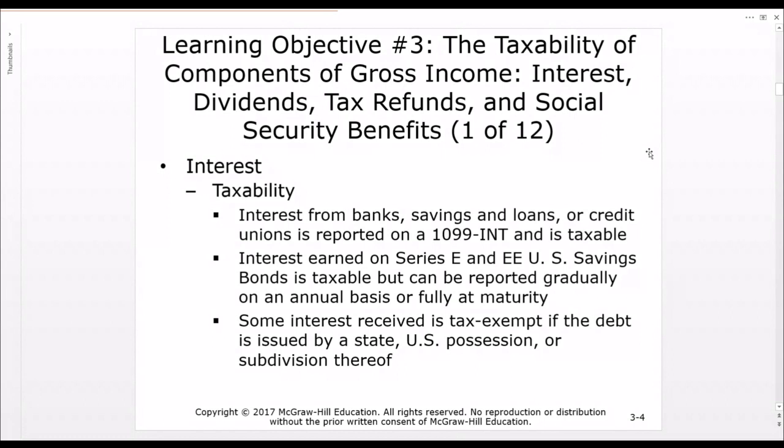Okay, it's also saying some interest received is tax exempt if the debt is issued by the state, U.S. possession, or subdivision thereof. Okay, so what that means is if you're buying tax bonds from the state or from the U.S. government, those can possibly be non-taxable. So what are a lot of wealthy people doing? They're buying a lot of state bonds because they're not going to be taxed. So it's better than putting it in your bank account, right? And getting that little interest and being taxed on that amount. Just buy the U.S. savings bond, just buy the state bonds, and then you won't be taxed on that income that's being generated.